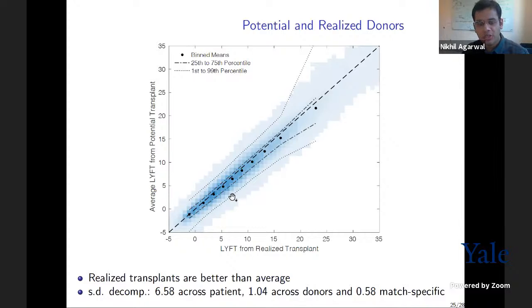The dots are slightly below, which means that the lift from the realized transplant is higher than the lift from the potential transplant. So there's some match-specific gains that are being realized, but these are not very big gains. The dotted lines are not very far below, and the blue line is very closely clustered against the 45-degree line. So realized transplants are better than average, but most of the heterogeneity in transplant outcomes is across patients rather than across donors. The standard deviation is about 6.6 years across patients, but only 1 year across donors, and about half a year that is match specific. So most of the heterogeneity is across patients rather than across donors or match specific.